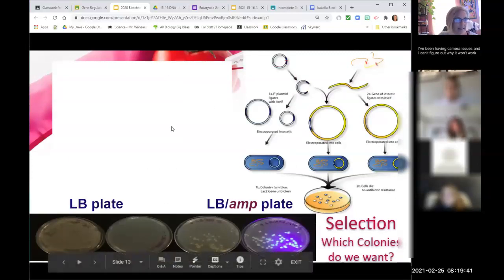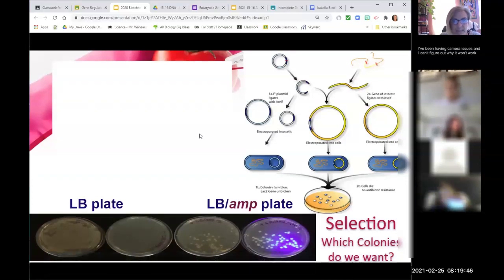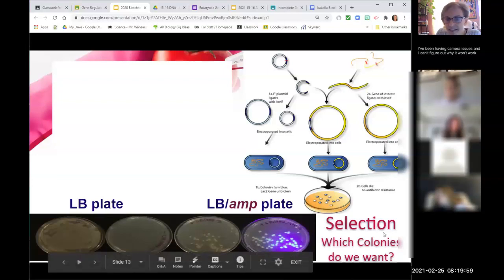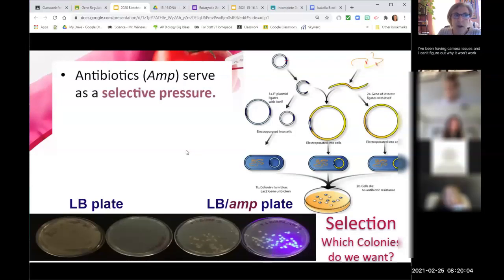Okay, so we're going to make lots and lots of insulin now. So we need a way to select those that have the gene and those that don't have the gene. Because we only want to grow the ones that have the gene, right? So we call this selection. We need a way to select the colonies that we want. And so we are going to put in a selective pressure. When we say selective, we're talking about natural selection, right? Survival of the fittest. Those that have the trait survive, those that don't.